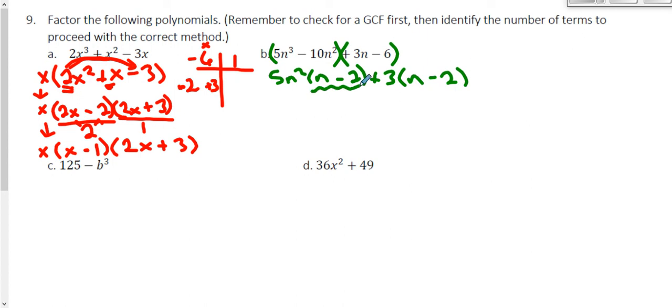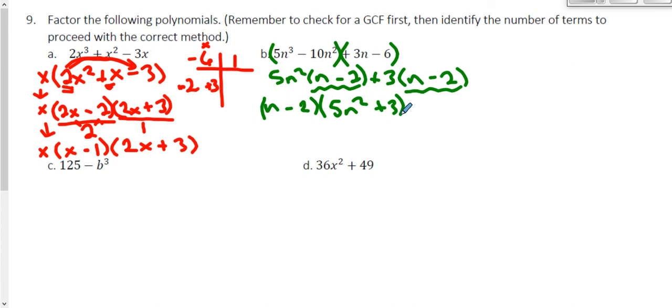And I'm going to go ahead and do the next step, which is to factor out my GCF one more time. And that means bringing that n minus 2 to the front. And then the 5n squared and the plus 3 end up in their own factor together. 5n squared plus 3 cannot be factored any further, which means that is finished.